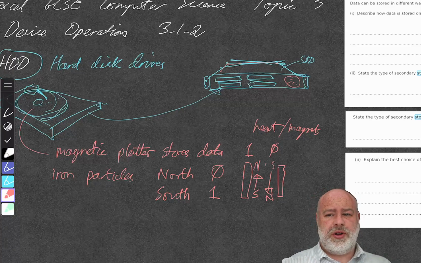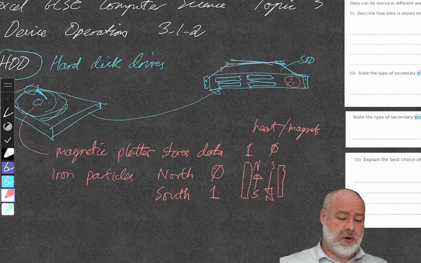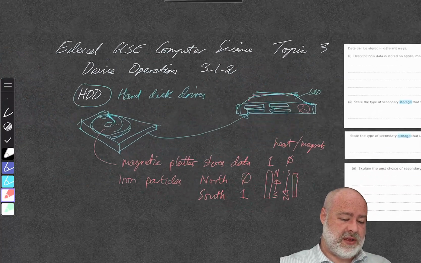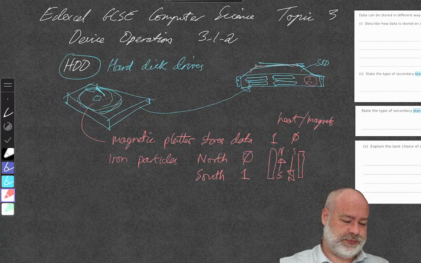But I would remember that it's got a magnetic coating that you can polarize to be either north or south, and that represents a 0 or 1. I think that's worth remembering.